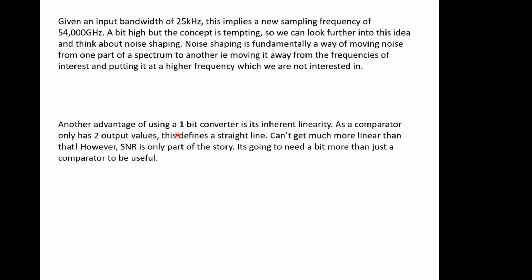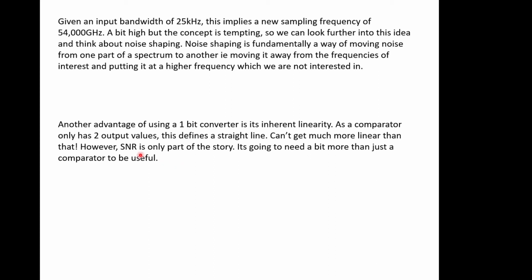Another advantage of using a 1-bit converter is the inherent linearity. Something funny happened there, so I hope I haven't been talking to myself for a while. Anyway, as I previously mentioned, the 1-bit converter is inherently linear. It cannot be anything other than linear because it's only got 2 output values, and that's the minimum you need to define a straight line.